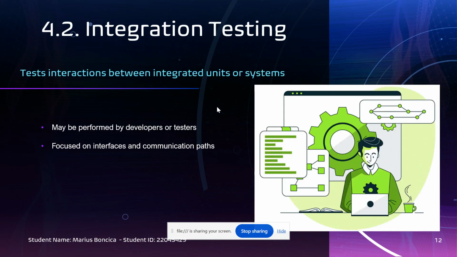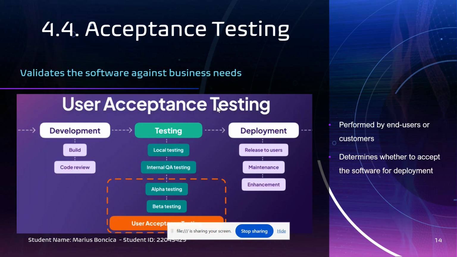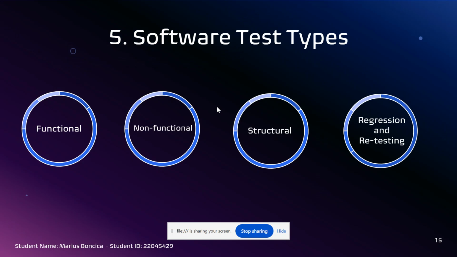Integration testing tests the interaction between integrated units of the system, may be performed by developers or testers, and focuses on interfaces and communication paths. System testing tests the entire system as a whole, is performed by an independent qualified team, and ensures the system meets functional and non-functional requirements. Acceptance testing validates the software against business needs, is performed by the end user or customer, and determines whether to accept the software for deployment.